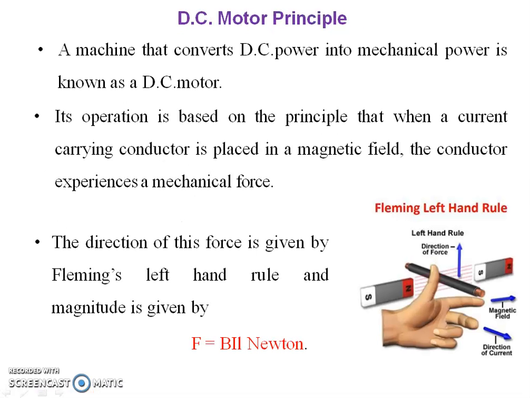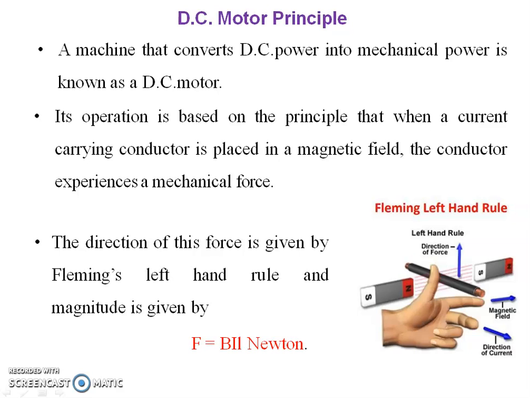DC motor: a machine that converts DC power into mechanical power is known as a DC motor. Its operation is based on the principle that when a current carrying conductor is placed in a magnetic field, the conductor experiences a mechanical force. The direction of this force is given by Fleming's left-hand rule.